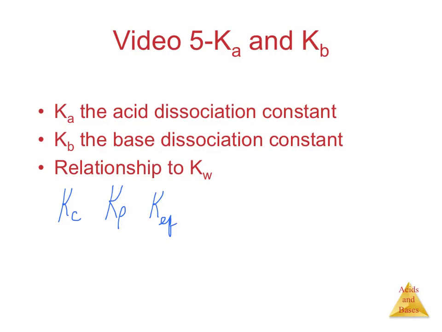We've also talked about Kw. Okay. And we've talked about Ksp, the solubility product constant. So that's 5 already. We're going to introduce two more, the Ka, the acid dissociation constant, and we're going to talk about Kb, which is the base dissociation constant, and their relationship to Kw.